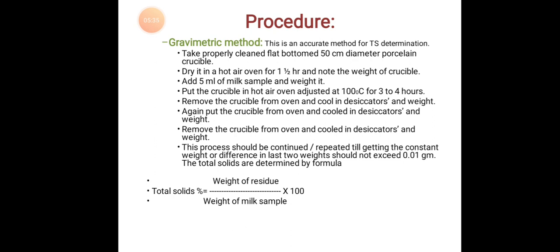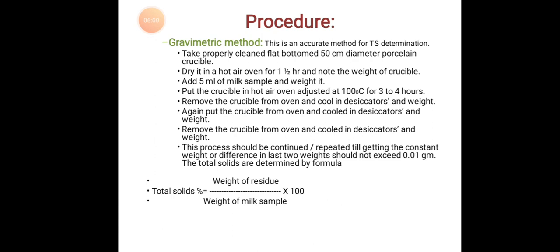Procedure, gravimetric method. This is an accurate method for TS determination. Take a properly cleaned, flat bottomed, 50 cm diameter porcelain crucible. Dry it in a hot air oven for 1.5 hours and note the weight of the crucible. Add 5 ml of milk sample and weigh it. Put the crucible in the hot air oven adjusted at 100 degrees Celsius for 3 to 4 hours.